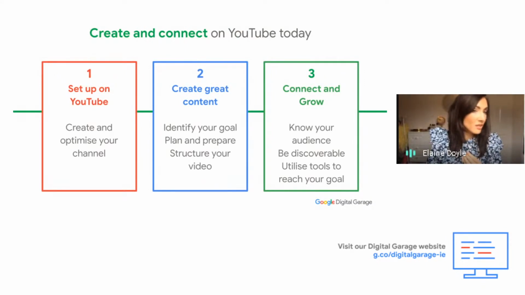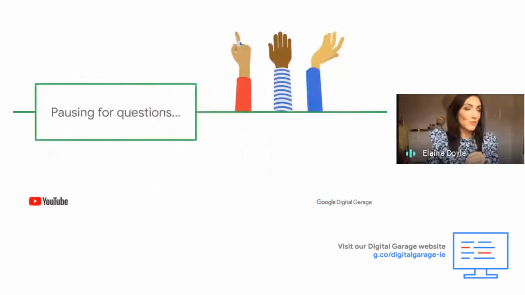So I would love you to add maybe one or two. I'm really happy to answer some more questions now if we'd like. But I would like to just go over before that what are our key learnings today. So one was around getting started with YouTube, being able to create and optimize for your channel, creating great content, I hope, identifying your goal, plan, and preparing and structuring your video, and then connecting with your audience and gaining subscribers organically. If we have time for some questions, I would love to take them.